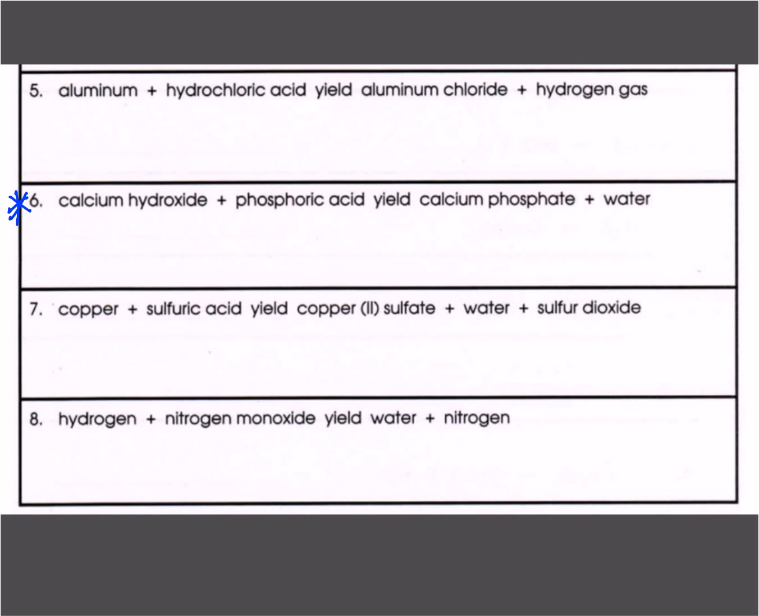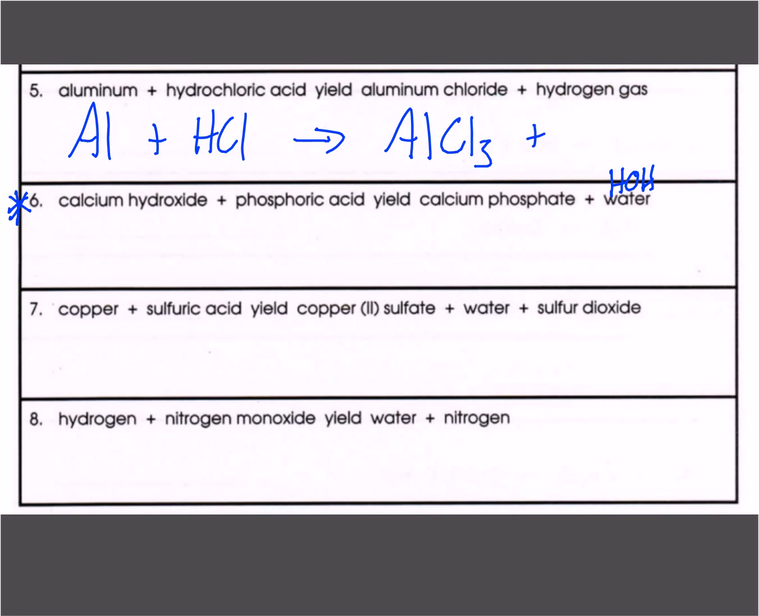For number 6, write water as HOH. It may be helpful to balance that out. And then number 7, we will do together here in just a minute. All right, so aluminum and hydrochloric acid, Al plus HCl yields aluminum chloride, AlCl3, crisscross method, plus H2. Not H2O, just H2 for hydrogen gas.